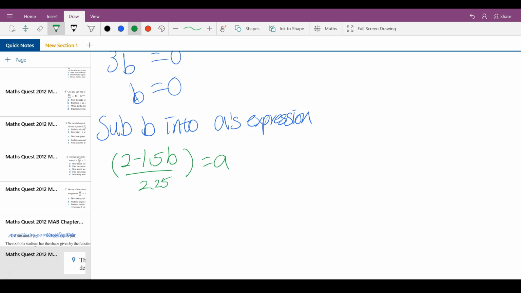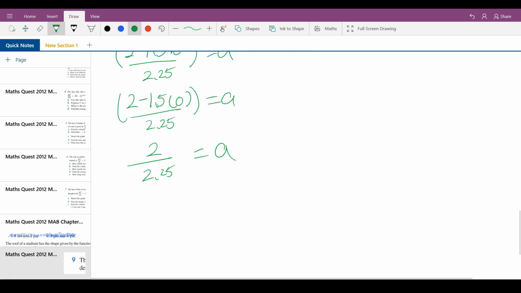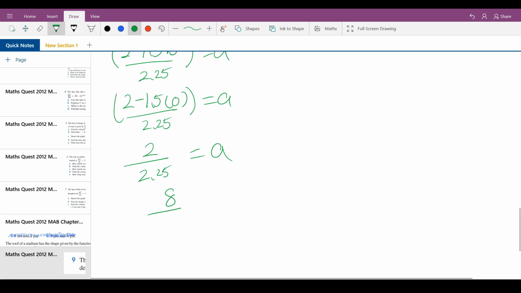Now we know the b is equal to 0. We're going to sub it into here. So 2 minus 1.5 times 0 literally, over 2.25 equal to a. And that will give us 2 minus 0, because 1.5 times 0 is 0, so it's just 2 over 2.25 equals a. So we can try that, 2 divided by 2.25. That will give us 8 over 9 equals to a.